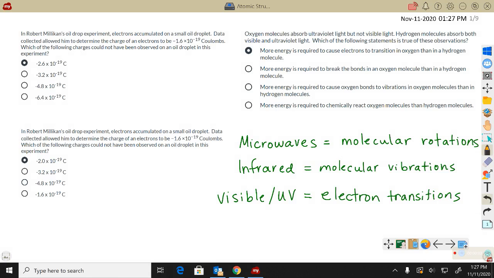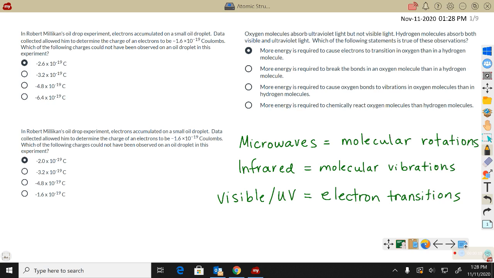Here are the answers to the test on atomic structure. You would have had one of the first two questions, and they're kind of asking the same thing. Which of the following charges could not have been observed on an oil droplet in Millikan's oil droplet experiment?